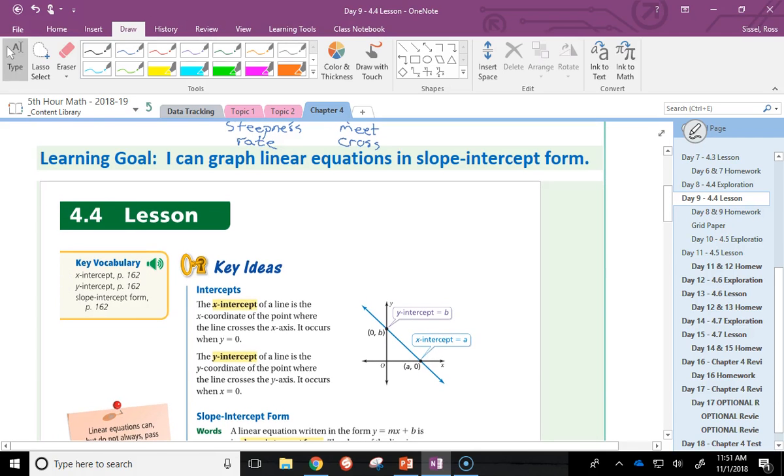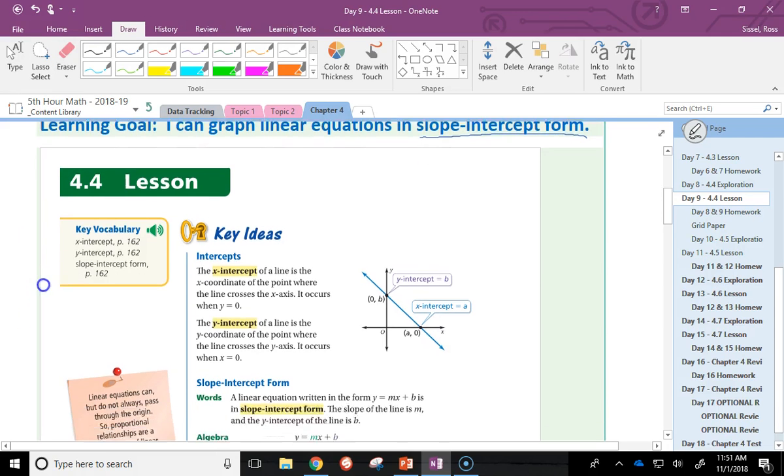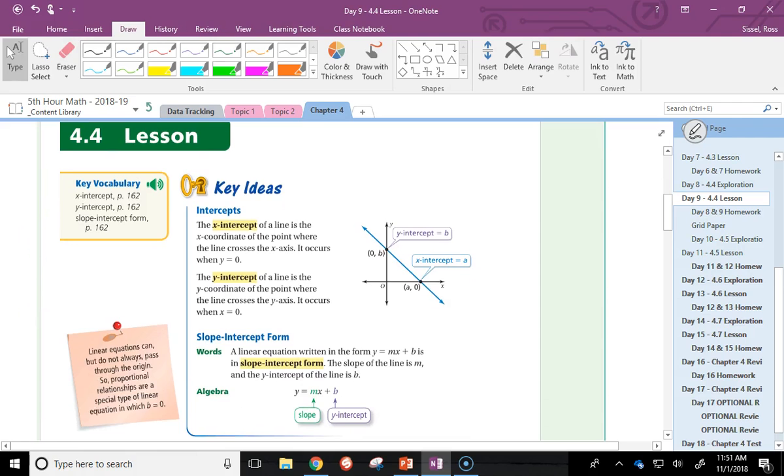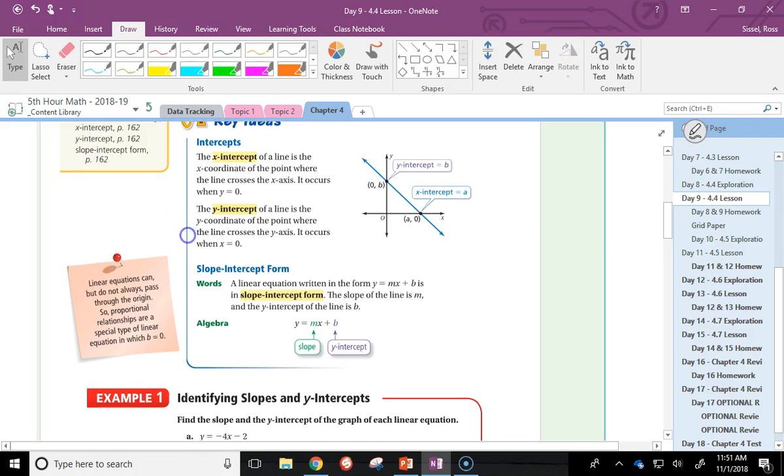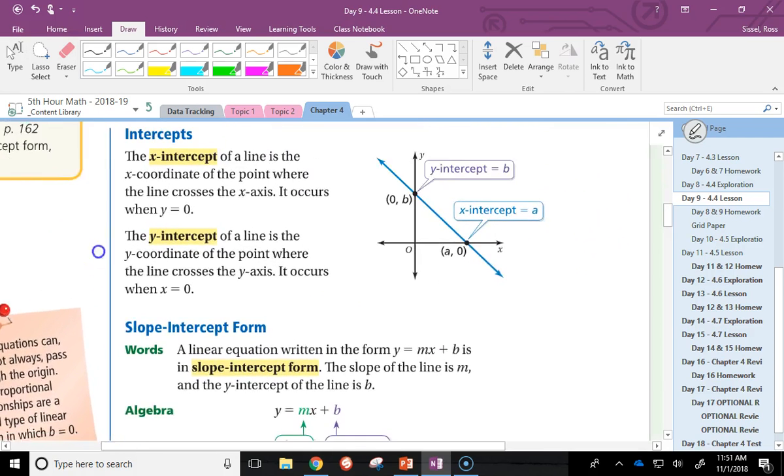Here's our goal. I will graph linear equations in slope-intercept form. This is why I like this big ideas paper. If you look here, they have the lesson. They pretty much walk you through this all. So if you're confused, go back and look at this. They give you all the great examples. We have key ideas. I'm going to write some stuff to the side. I'm going to have you guys follow along with me.